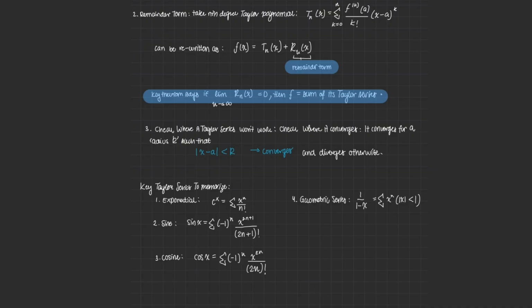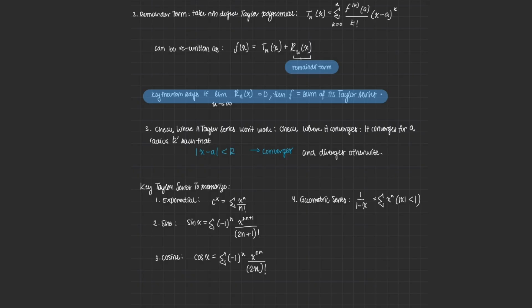In this second step, we have an nth degree Taylor polynomial as shown here. And this can be rewritten as a function of x, which is the sum of the Taylor polynomials plus some remainder term. As you can probably imagine, if the limit as n approaches infinity of the remainder is equal to 0, then the function actually is equal to the sum of its Taylor series and is somewhat accurate.